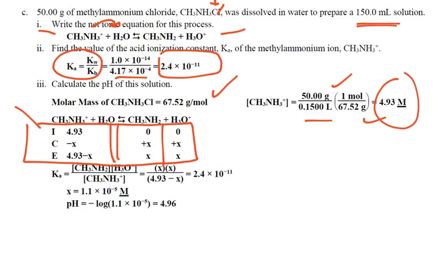After that, it becomes a standard ICE box: 0, 0, minus x, plus x, plus x. So 4.93 minus x, x, and x. This is a really tiny K, so we can ignore x, and we solve for x. And x is our H+ concentration, so the pH is the negative log of that number, so the final thing is 4.96 as our pH for that solution. And that's all question 16.